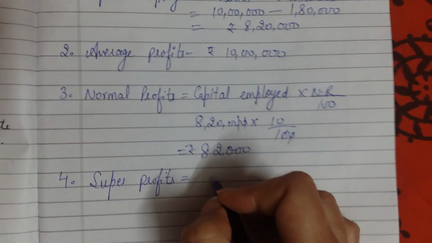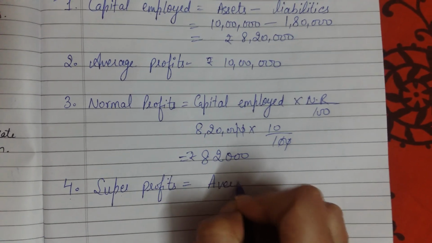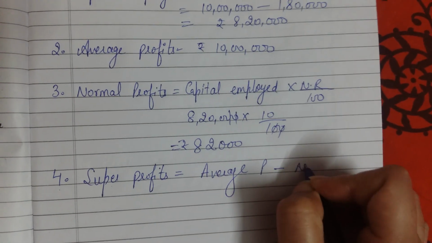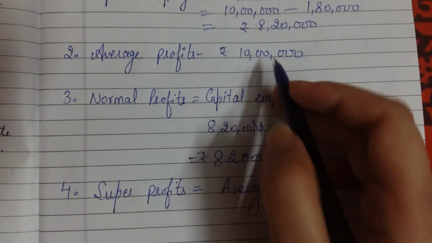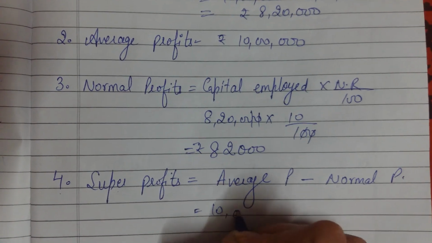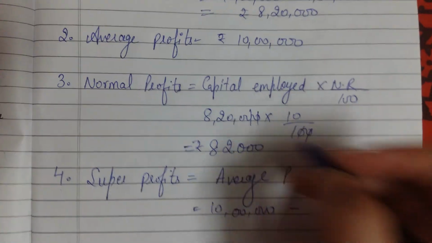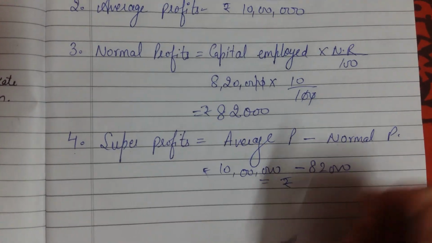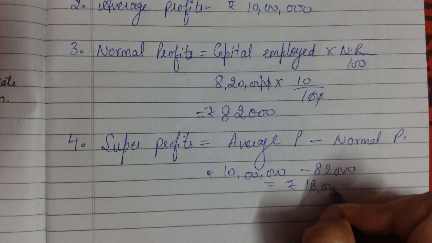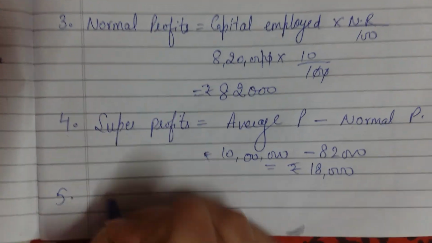Okay, and then our fourth step is to calculate the super profits. Super profits is equal to average profit minus normal profit. Average profits are 10 lakh and normal profits 82,000, so the super profits are rupees 18,000.